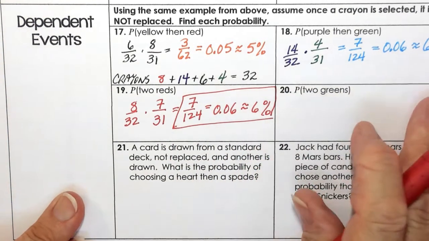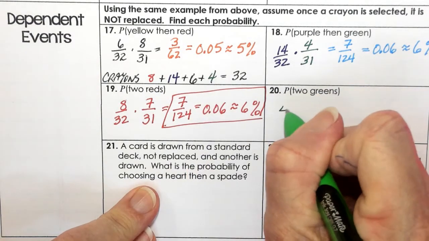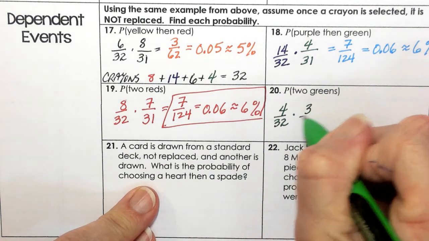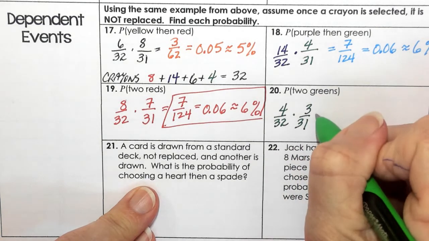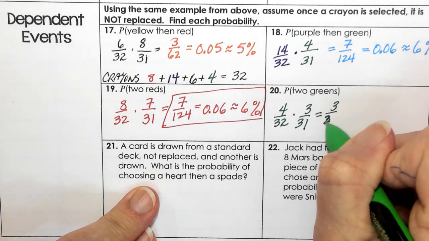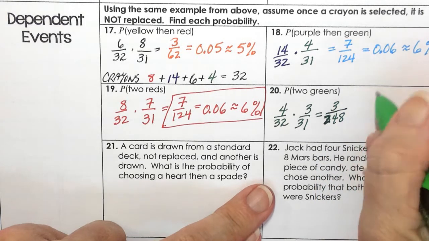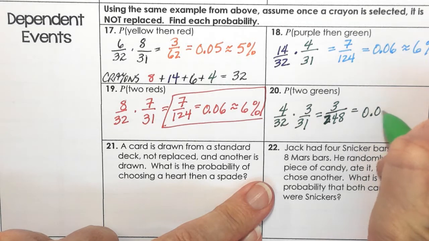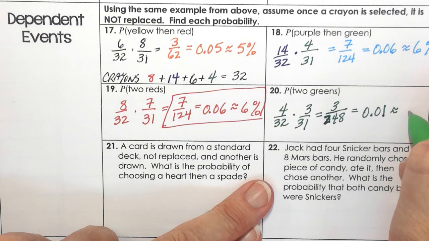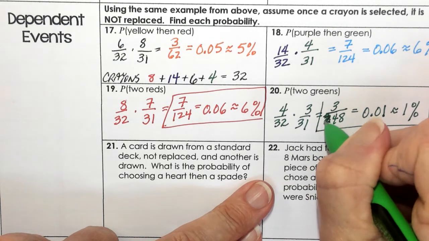How about 2 greens? Same type of approach. We know green, there were 4 out of 32 for the first draw. When we drew it and kept it out, we now have a 3 in 31 chance. We multiply those together. We have a 3 out of 248 chance of getting 2 greens in a row, which is 0.01 when you change that fraction to decimal, and it's about a 1% chance of achieving that outcome.